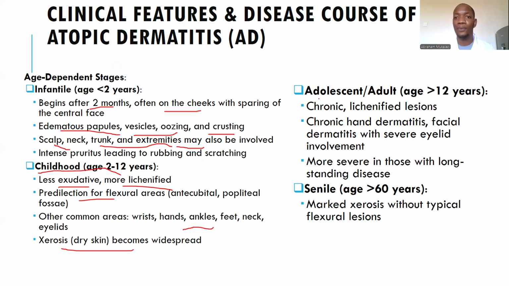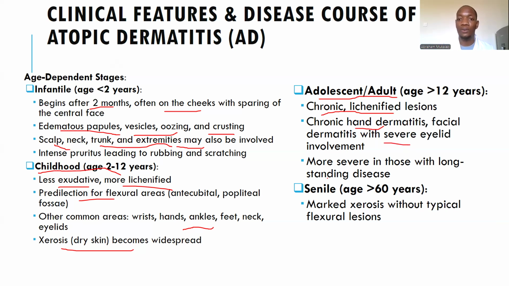Then the next type, we call it adolescent onset, or sometimes some books call it adult onset. Usually this one starts if the child is above 12 years, but below 60. So that is adolescence through adulthood. So still in this particular age group, it will be a little bit more chronic with lichenified lesions. They can also usually get chronic hand dermatitis, facial dermatitis with severe eyelid involvement.